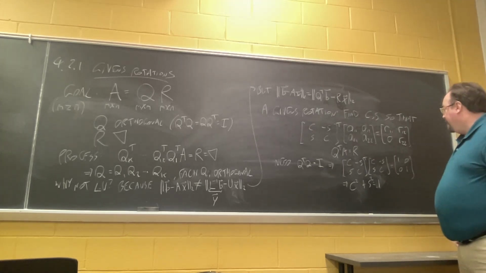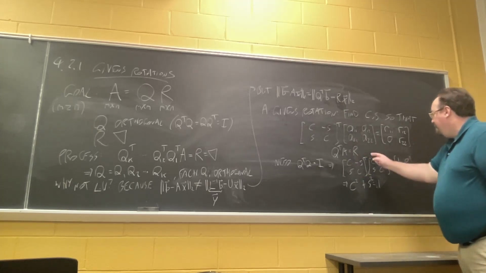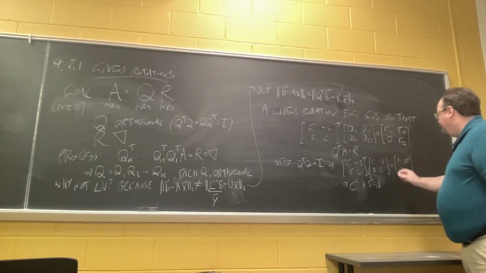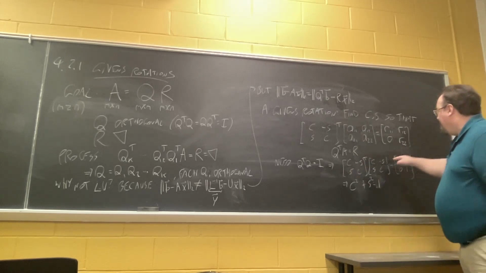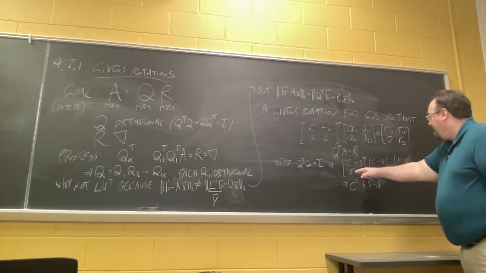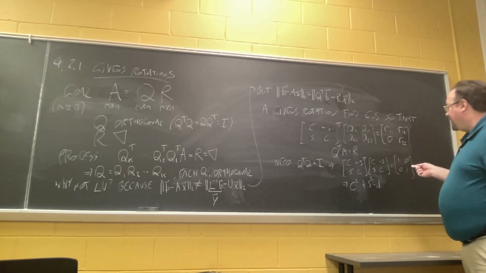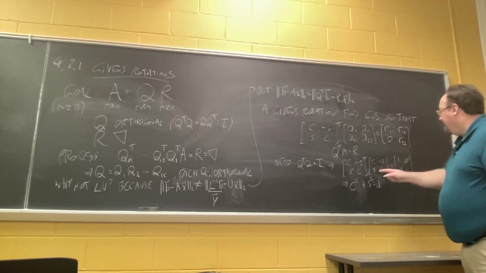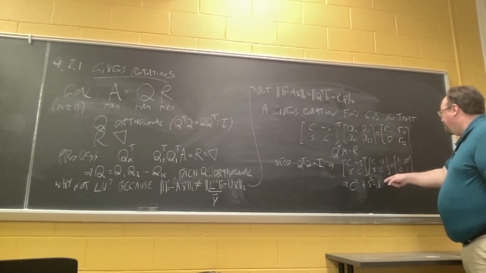And then for the rest of it, I'm going to have C minus CS plus CS equals 0. So that was satisfied automatically. And then I have CS plus CS. All right, so that's satisfied automatically. And then for the last element, I have S squared plus C squared equals 1 again.